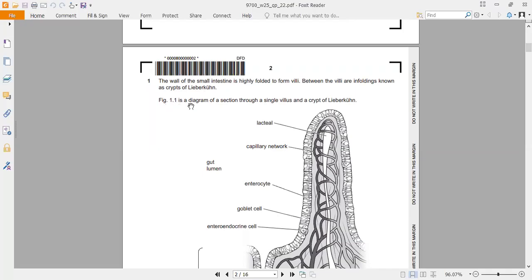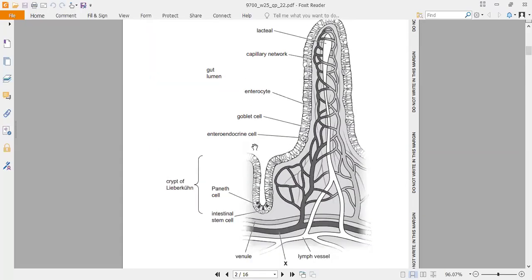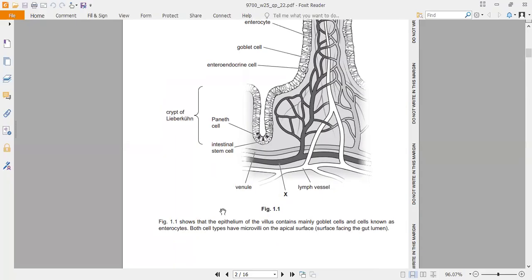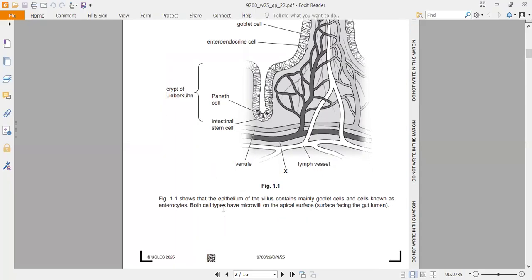So figure 1.1 is a diagram of a section through a single villus and a crypt of Lieberkühn, and you can see the different labelings over there: lacteal, capillary network, enterocyte, goblet cells, enteroendocrine cell, and then Paneth cell. Crypt of Lieberkühn, you can see this folding, an intestinal stem cell, venule and lymph vessels, and one labeling axis there. Now we move towards the question.